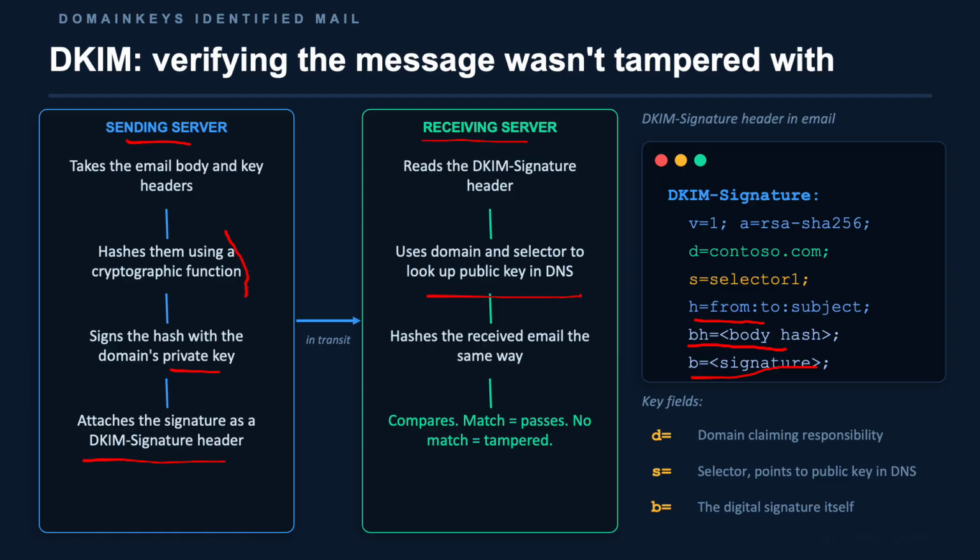One last point, DKIM does not encrypt your email. The contents are still readable in transit. So what DKIM provides is proof of authenticity and proof of integrity, nothing more. And that's exactly what it is designed for.